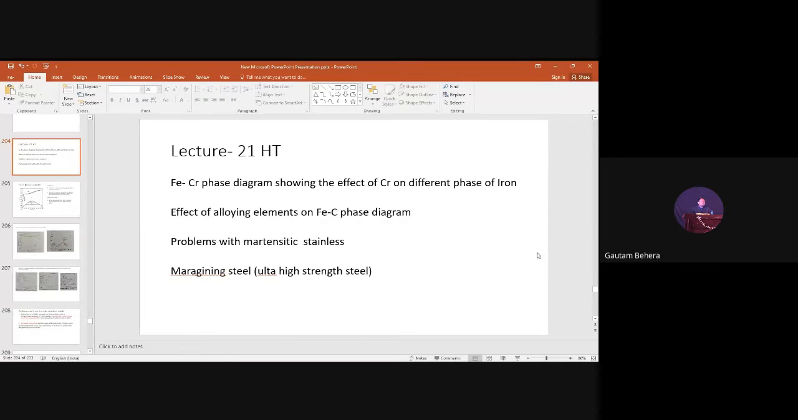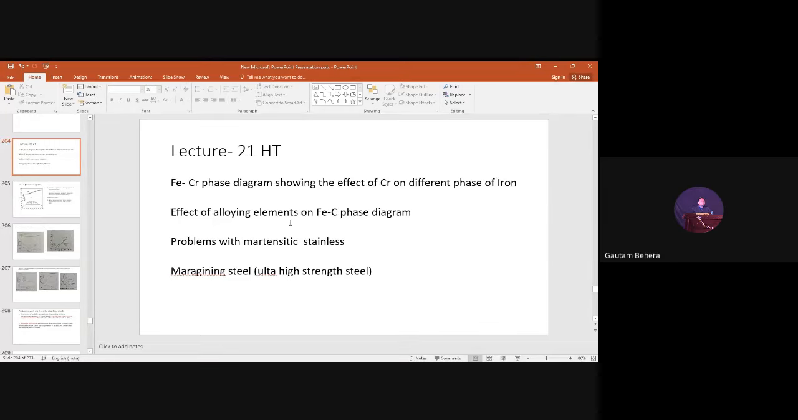Today is lecture number 21 of this heat treatment lecture. Today's menu is like this: the iron chromium phase diagram, showing the effect of chromium on different phases of iron. Here, basically, we will discuss the stabilization of the ferrite phase due to addition of chromium, because chromium is an alloying element which stabilizes the ferrite, BCC, but unstabilizes the austenite phase, FCC.